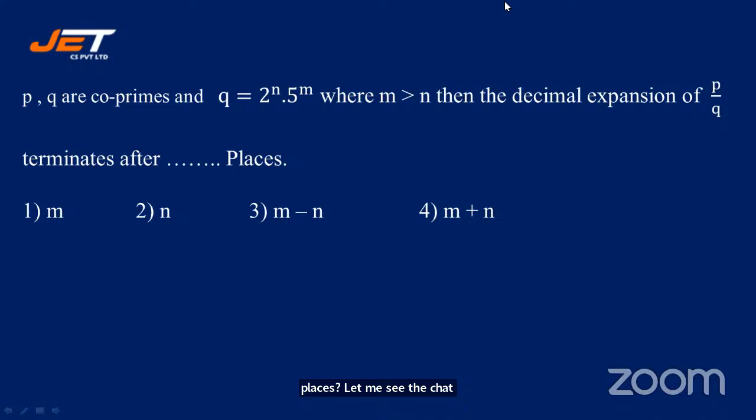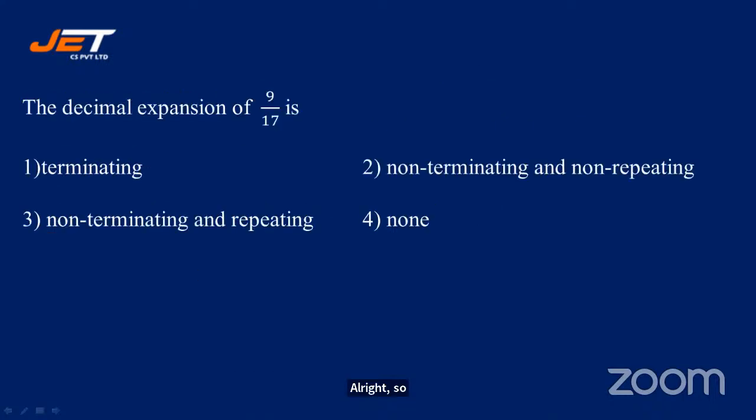Yes, Ria, you're right. Bhavana, you're right. Sai Vardhan, you're right. Gayatri, check your answer. Navneet, you're right. Sharan, check your answer. Yes. All right. So it is option 1, that is m places. All right. See the next question.